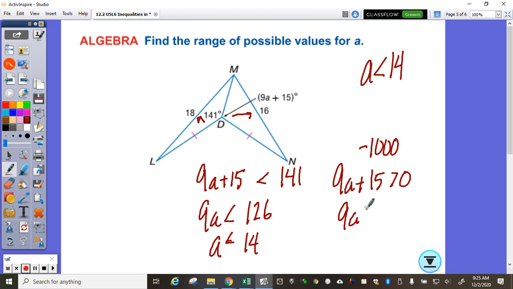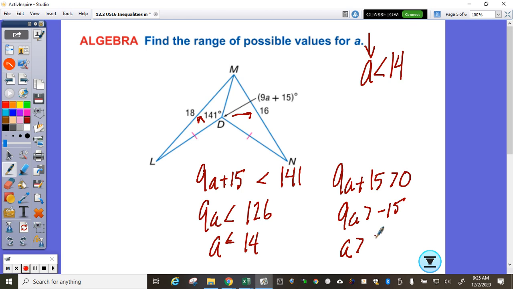So then I have 9A is greater than negative 15. I can't. See, the first way I solved this was A is less than 14, but that doesn't mean that every single value of A can be true. If I put negative 1,000 in here, that's going to give me a negative angle. So I have to make sure that I'm talking about all of the values of A that are less than 14 and all of the values of A that make this angle positive.